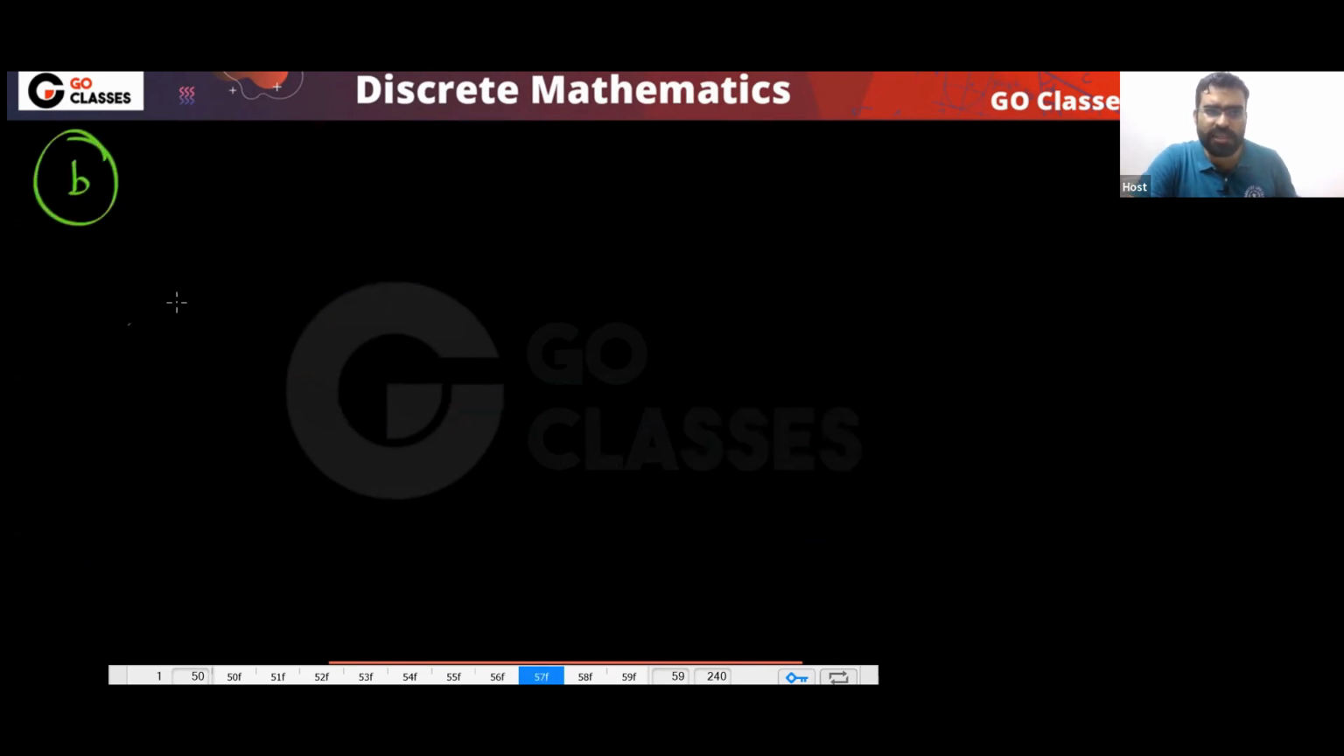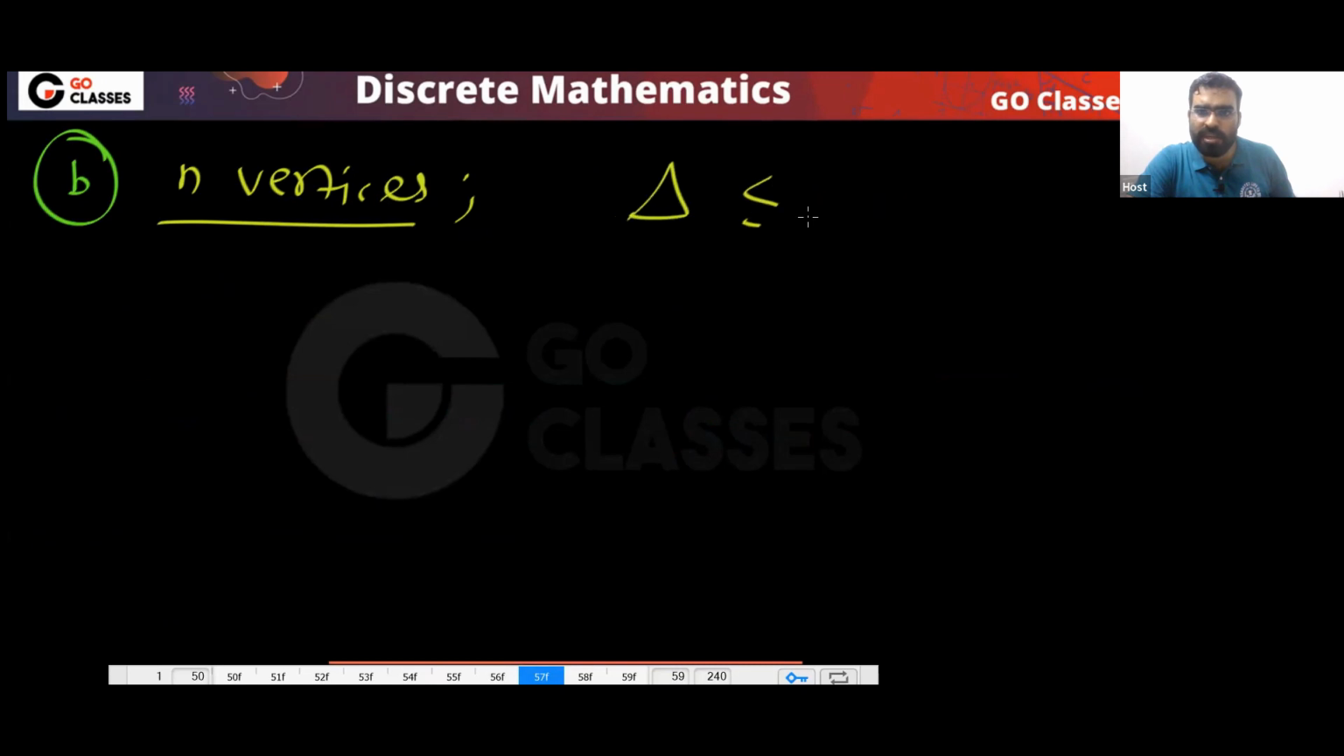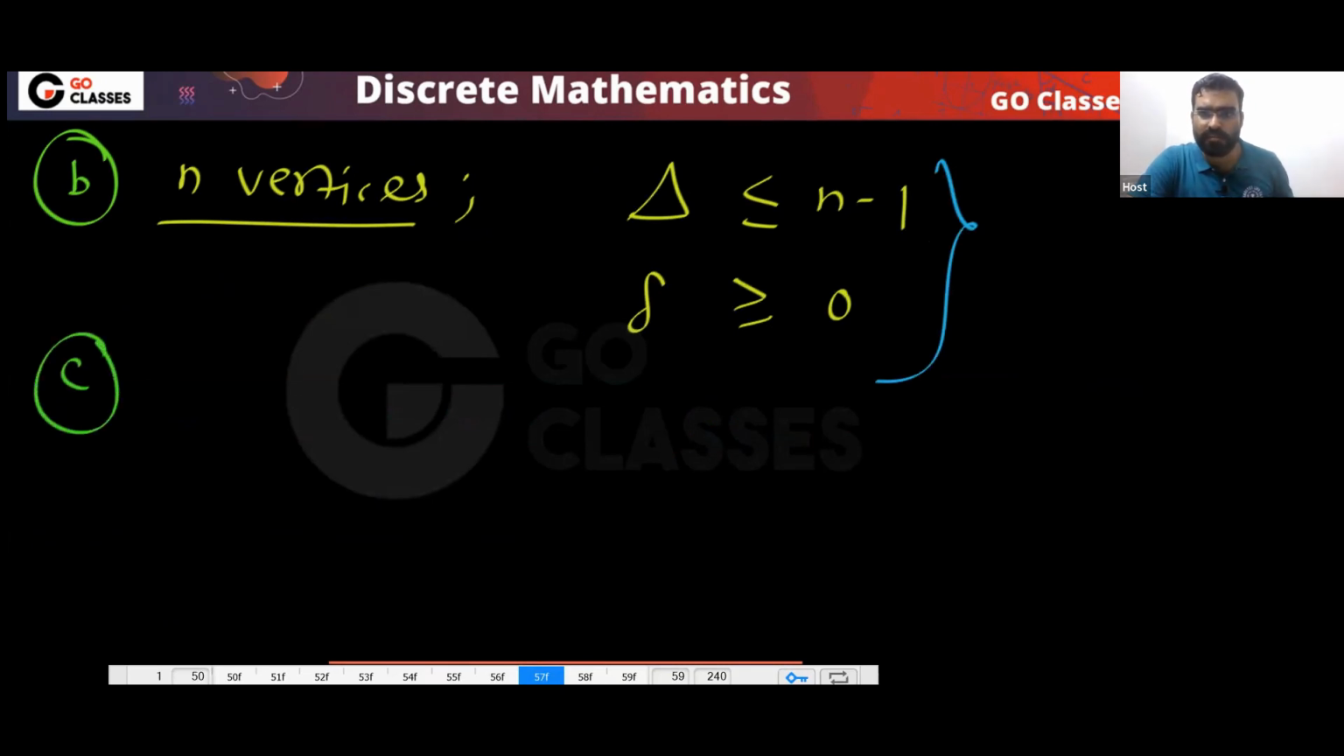The next thing you can check is the maximum degree. If you have n vertices, what can be the maximum degree in a simple graph? The maximum degree can be less than or equal to n minus 1, and the minimum degree will be greater than or equal to 0. What is the third thing you will check?